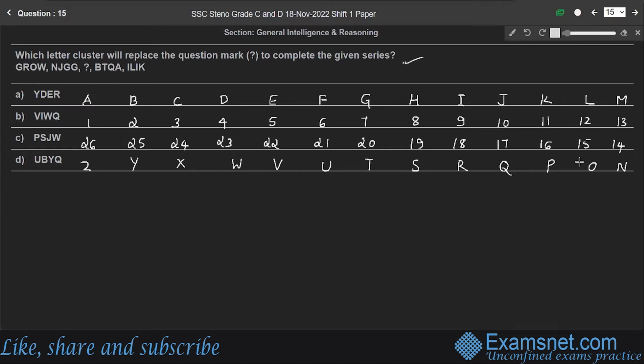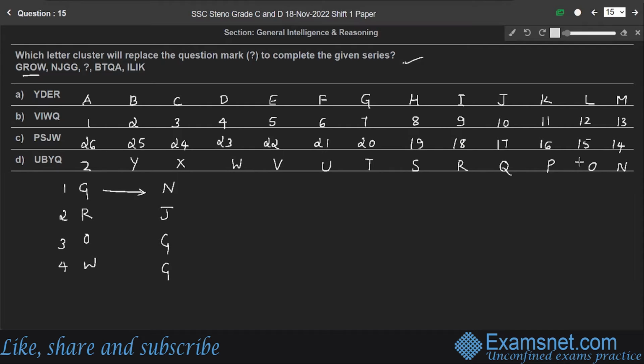Question number 15. Which letter cluster will replace the question mark to complete the given series? Here the first cluster is GROW, right? So we'll consider GROW as the four letters of the first cluster, and the second cluster is NJGG. We have to find the missing cluster, which is the third one.